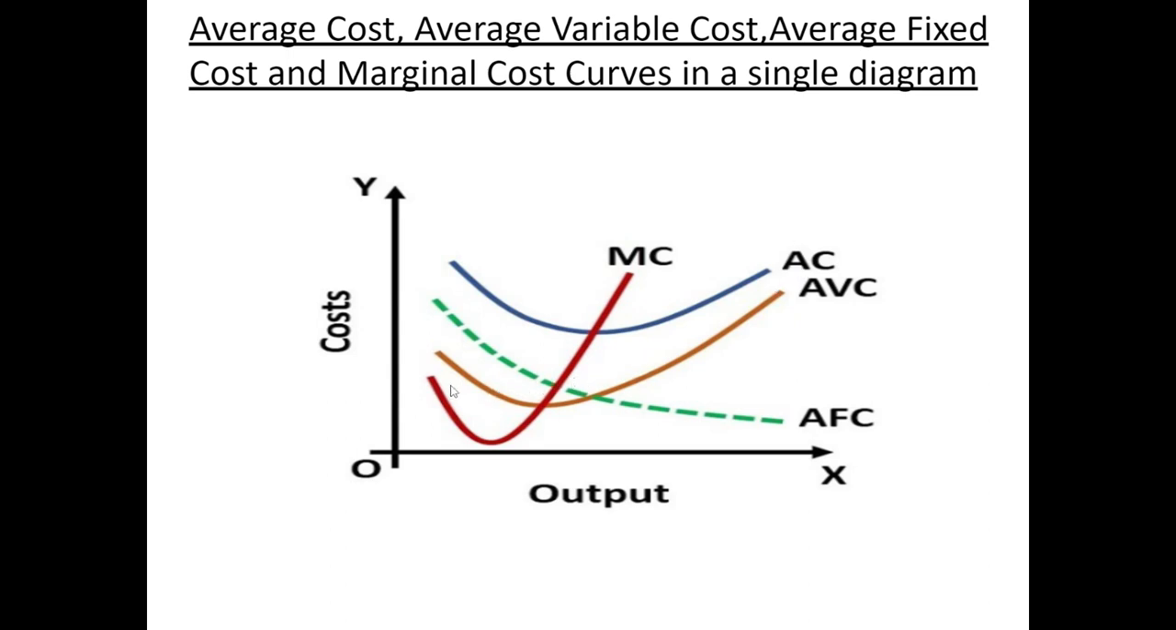The rate of change in MC is more whether it decreases or whether it increases. The AC curve slowly falls and slowly increases. Similarly, the AVC curve falls and increases slowly. Notice that the AVC curve lies below the AC curve, because average cost is the total of AVC and AFC. So, at any level of output, if you add the AFC and the AVC, you're going to get your average cost curve.